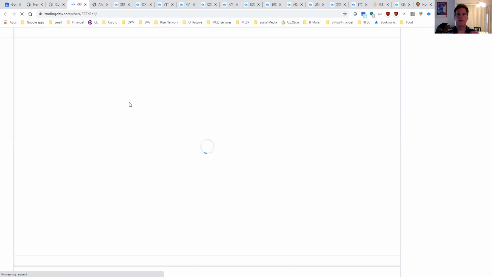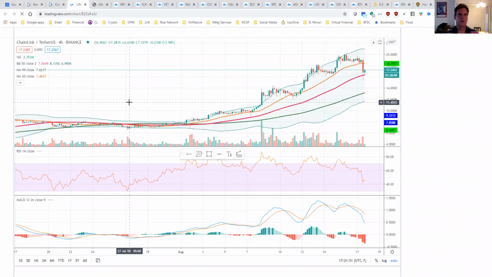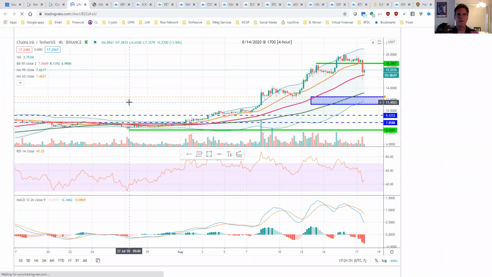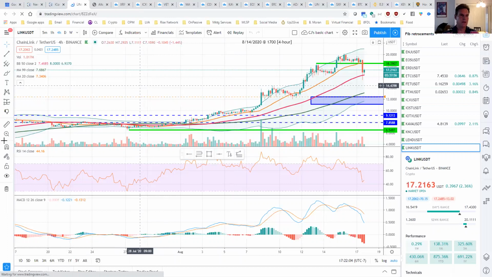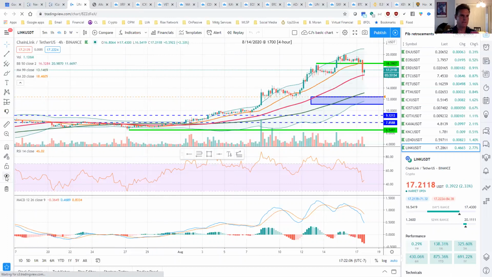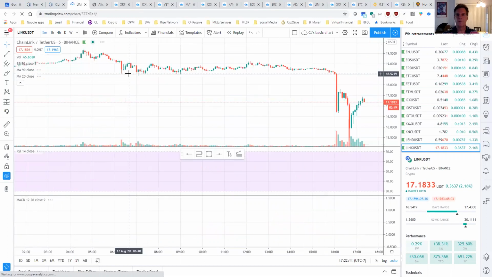chart for Link, and this should show probably my 4-hour chart. It's usually the one that comes up. All right, so on this chart, I've got some markings regarding Fibonacci retracements, which is a more advanced strategy, so just ignore those for now. Actually, I can take those off. And let's go to the 5-minute chart, because that's what we're interested in.